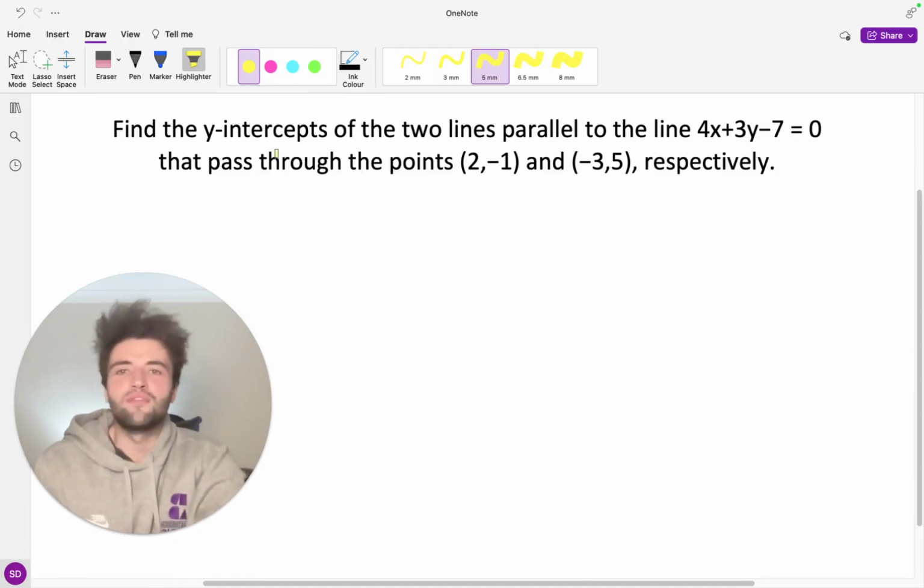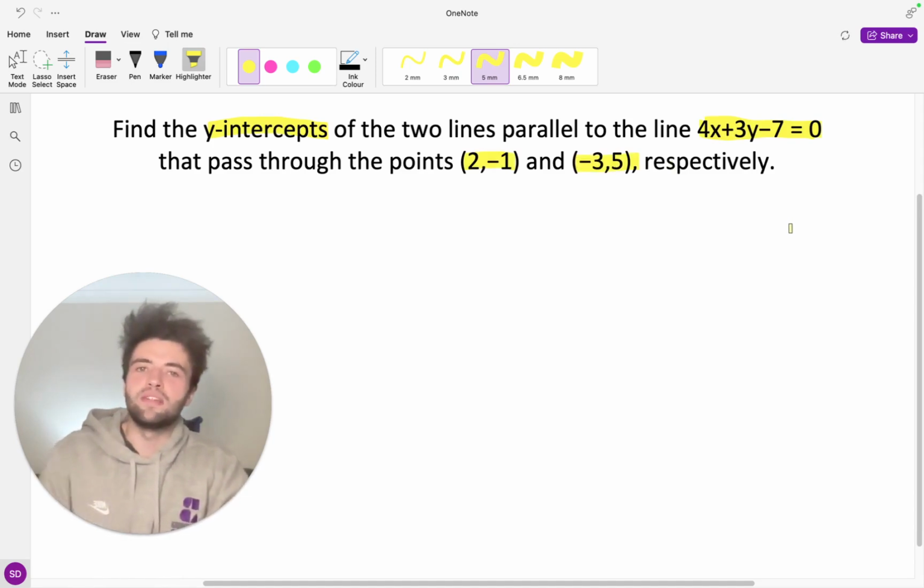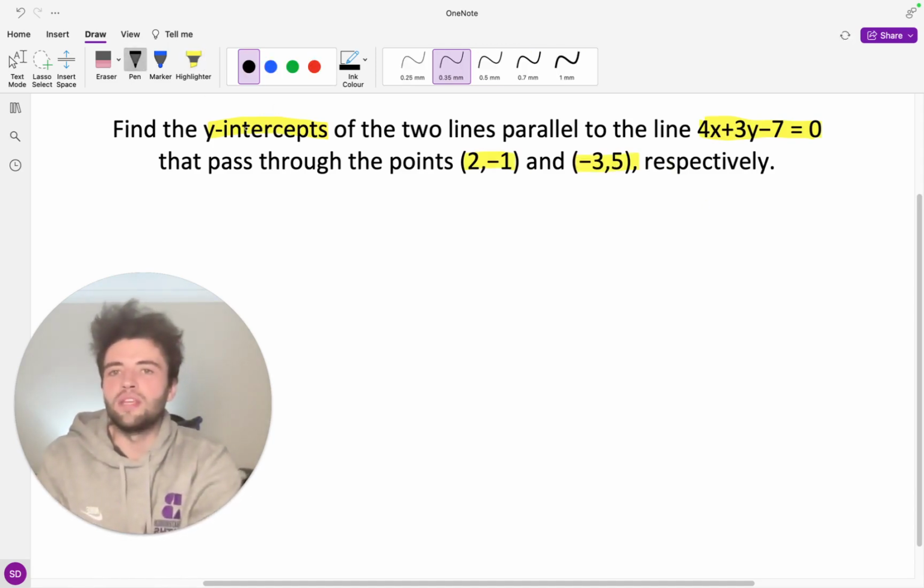So in this question, we're looking to find the y-intercepts of two different lines parallel to the line 4x + 3y - 7 = 0. So this is just going to be the equation of our first line we're given in the question. And these two lines need to pass through the points (2, -1) and (-3, 5) respectively. So basically two different lines here, and we're looking for the y-intercepts of them.